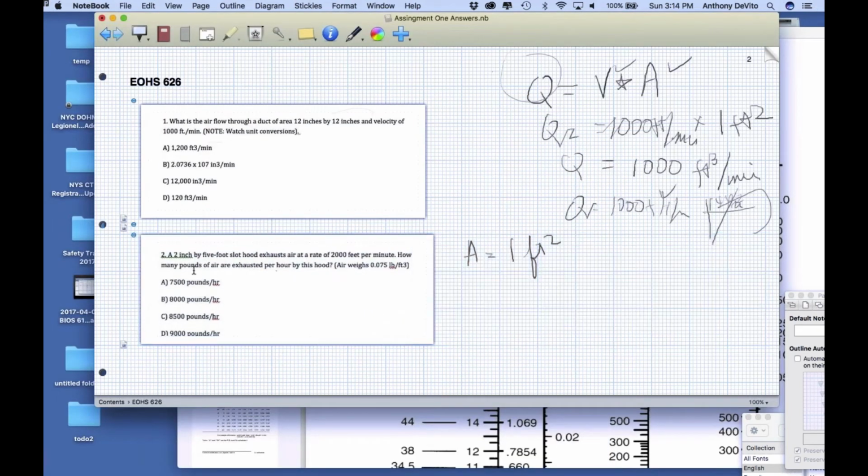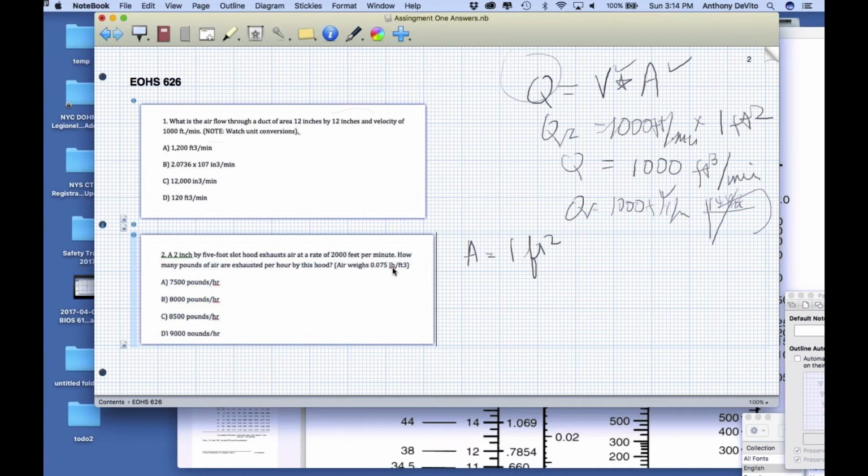Okay, back in business. A 2-inch by 5-foot slot hood exhausts air at the rate of 2,000 feet per minute. So we have a velocity, 2,000 feet per minute. We know it's a velocity, not a quantity, because it's feet per minute, not cubic feet per minute. How many pounds of air are exhausted per hour from this hood?